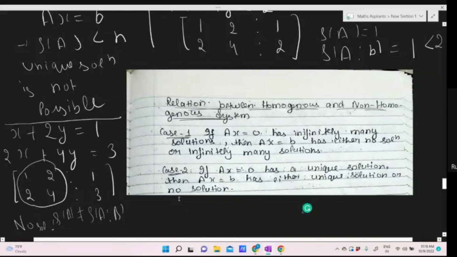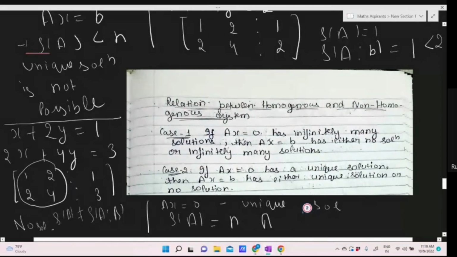Now we will discuss case number 2. Case number 2 says that Ax = 0 has a unique solution. If the solution is unique, then the rank of A is equal to n, that is, the number of variables, or we can say the number of columns.